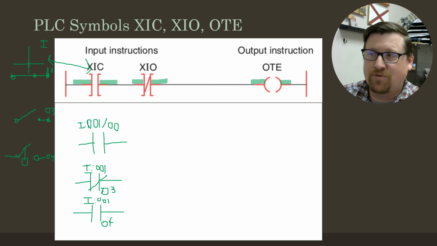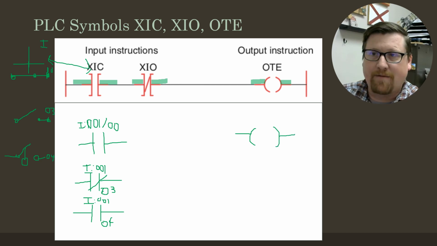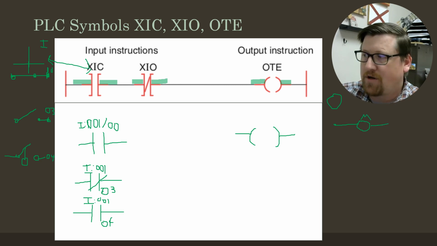And then we use our OTEs, our output energize. They have addresses. And so there's an output rack on the PLC that's going to send a signal out to a motor or to a solenoid.